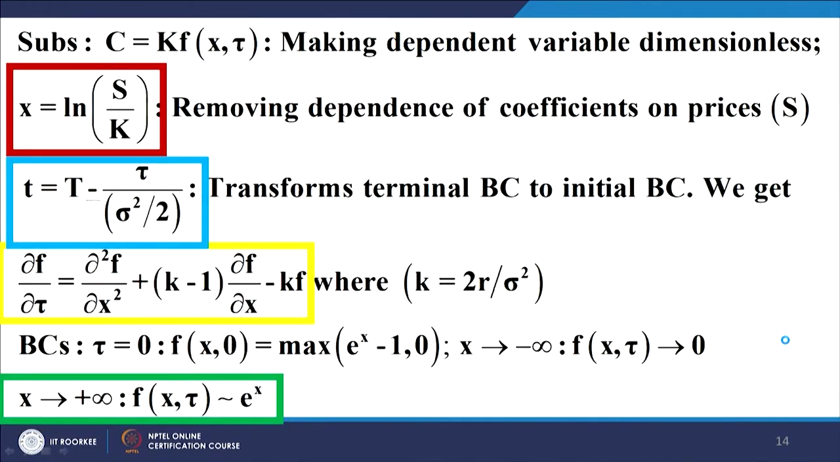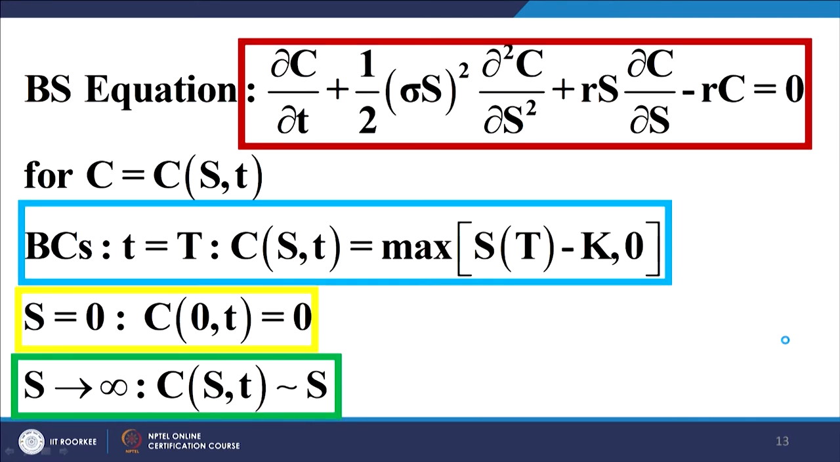We write x is equal to log S upon K. This enables us to remove the dependence of the coefficients of the derivatives on the independent variable. As you can see here, the coefficients of the derivative depend on S. So, by making this substitution, x equal to log of S upon K, we are able to remove this dependence of the coefficients of the derivatives on the independent variable.